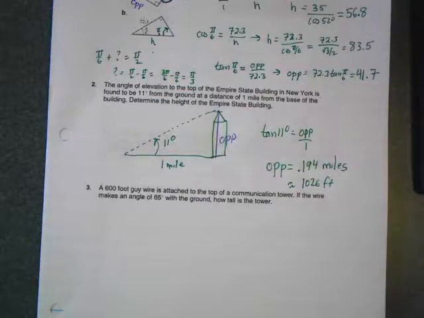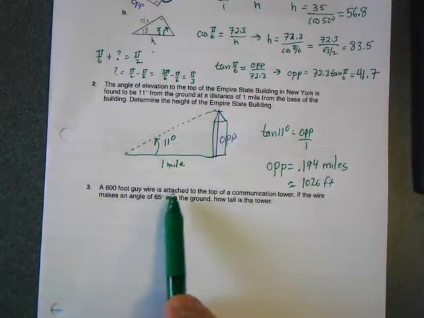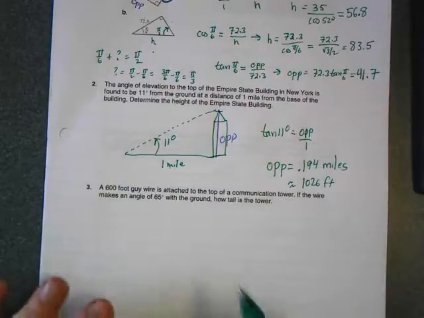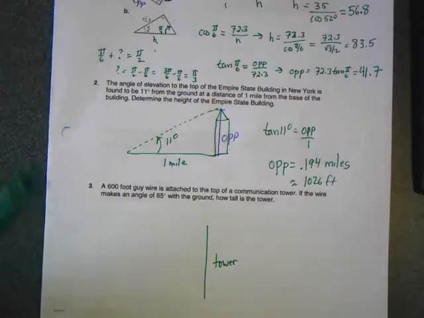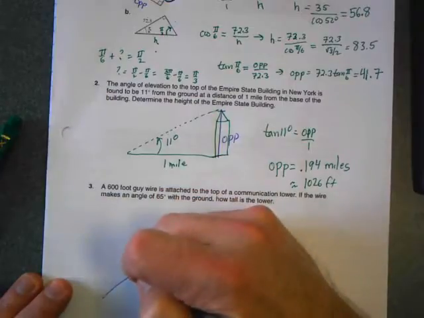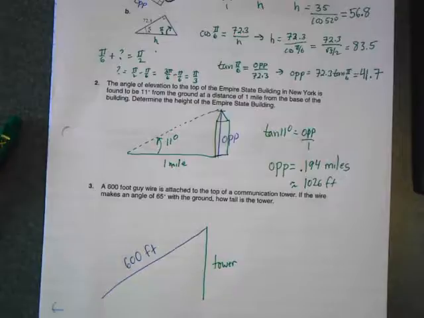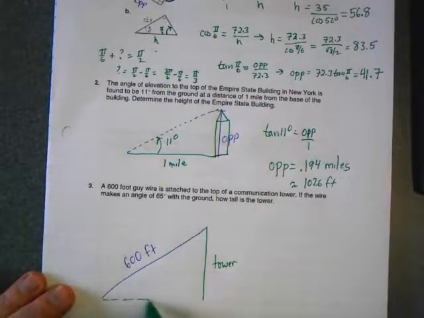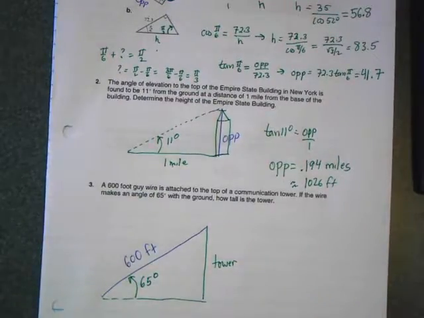What's a guy wire? It's just a wire that keeps it from falling over. Okay. So we have a 600-foot guy wire attached to the top of a communication tower. All right, so we have a tower. This is the tower. And what they're telling us is we have a wire coming off the tower, like so, and this wire is 600 feet long. Why it's called a guy wire, I don't know. If the wire makes an angle of elevation of 65 degrees, how tall is the tower?